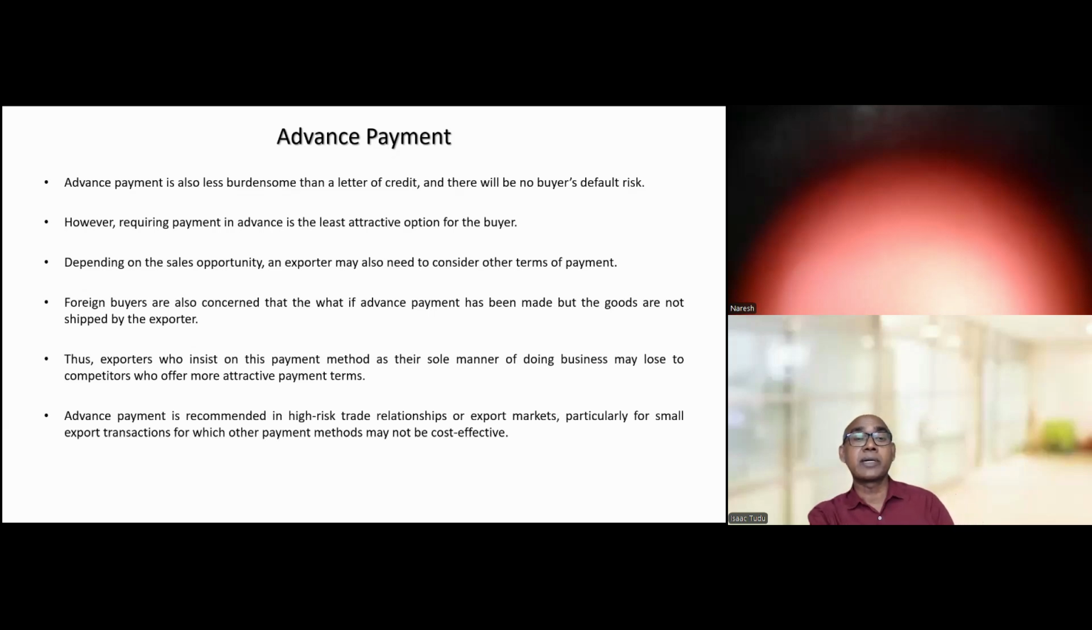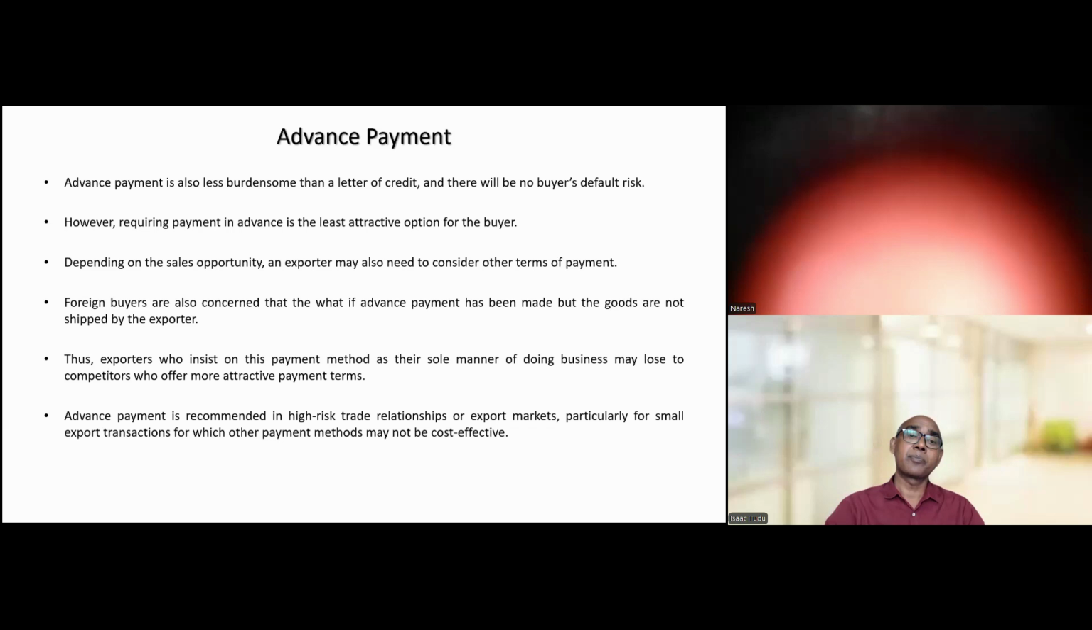Advance payment is recommended in high risk trade relationships or export markets, particularly for small export transactions for which other payment methods may not be cost effective. So if you think that boss, it is very risky to export without getting the advance, definitely you can insist, you can negotiate with the buyer that no, we want advance, then only we will do the shipment, especially when you are exporting specific to one client, a customized product, then it will be more challenging, right? Because if you start manufacturing that particular product and if that guy doesn't take that product, then what to do with the product which is meant for a very specific customer, right?